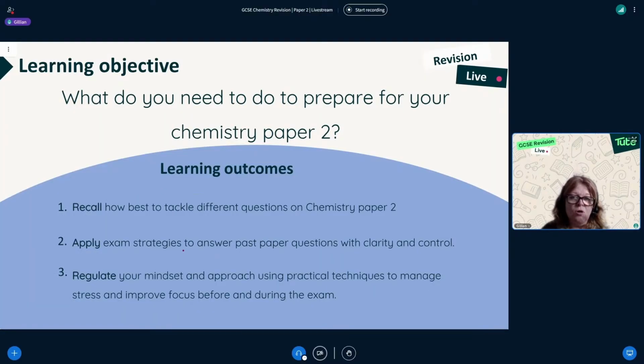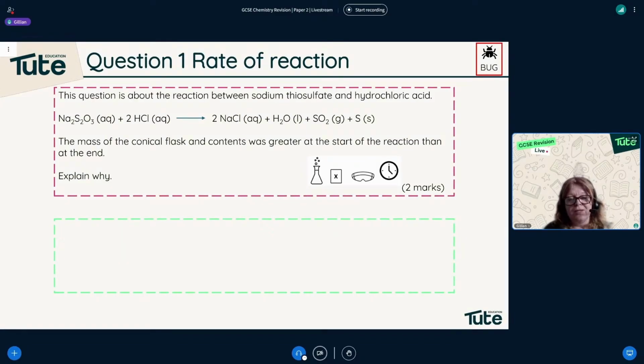So, breaking down our question for the session into our 3 learning outcomes, we are going to recall how best to tackle these different types of questions on chemistry paper 2. We are going to apply different exam strategies to answer past paper questions with clarity and with control. And we are going to regulate your mindset and approach using practical techniques to manage stress and to improve focus before and even during your exam. Okay, then, so let's get started.